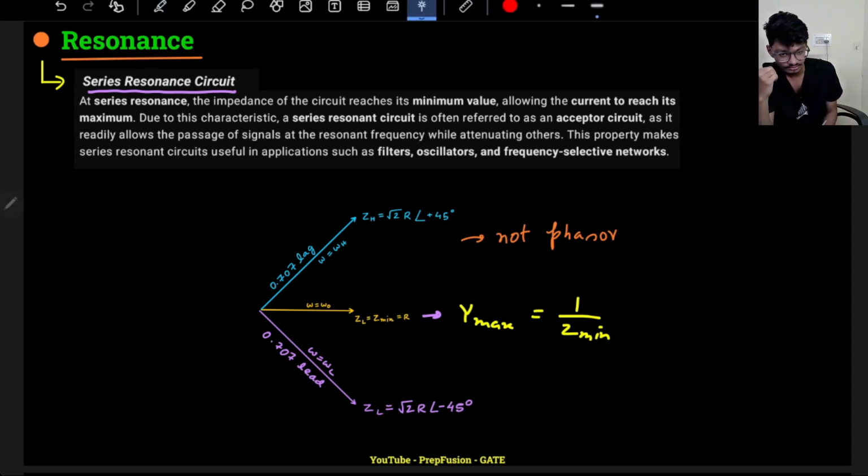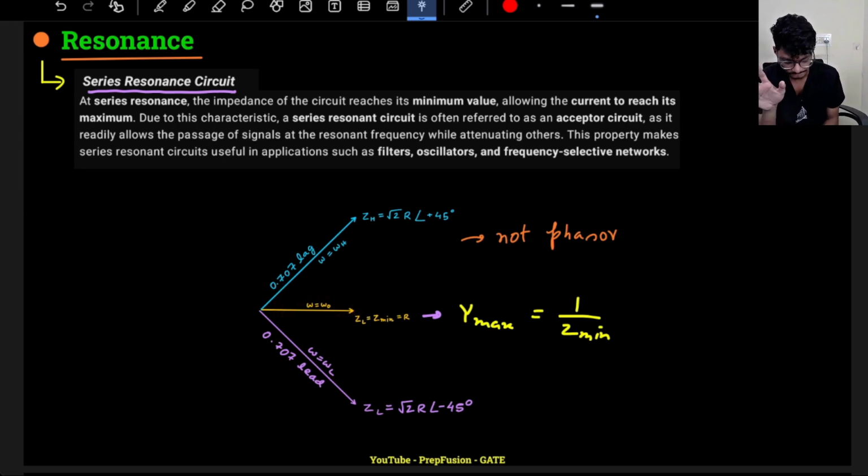So for a series RLC circuit, at the lower 3 dB frequency, the impedance angle will be minus 45 and magnitude will be root 2R. At the higher 3 dB frequency, the impedance angle will be plus 45 and magnitude will be root 2R. So that was for the lower and higher 3 dB frequency. The power factor I have mentioned. This is not a phasor basically, because we are varying the frequency, and then we cannot represent them in the same phasor. So these are just some vectors to visually represent how my impedance varies with respect to frequency.